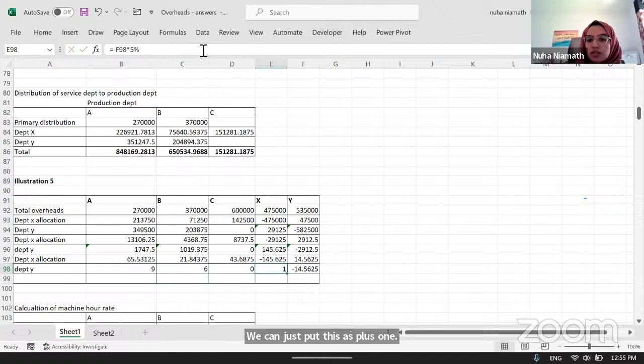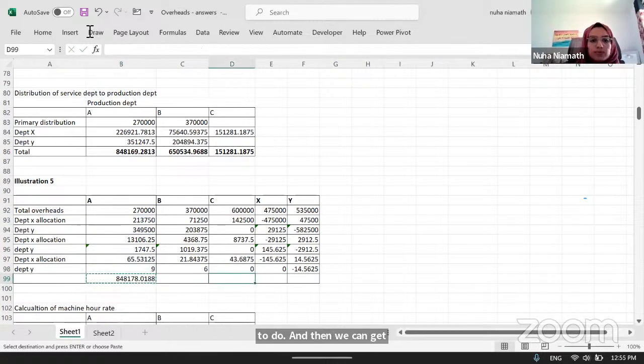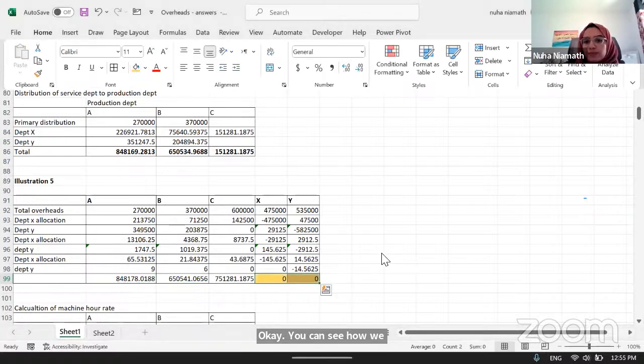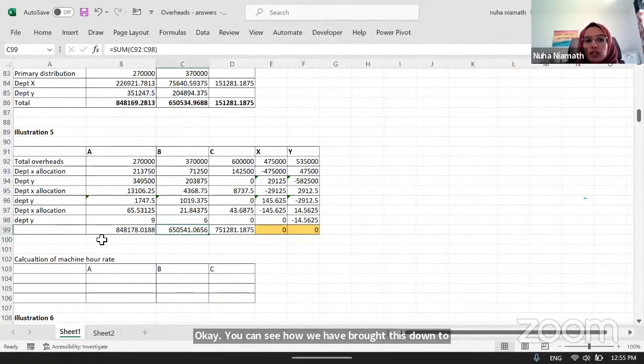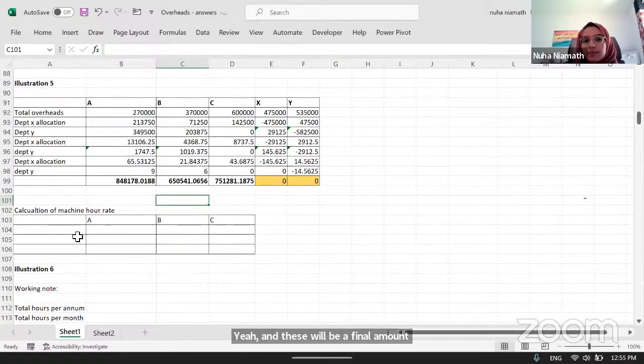And we can make this as 0. So this is a manual adjustment that we have to do. And then we can get our total amounts over here. You can see how we have brought this down to 0. And these will be our final amounts that have been allocated to A, B, and C.